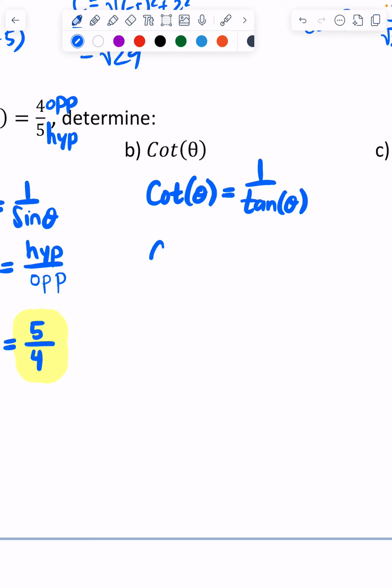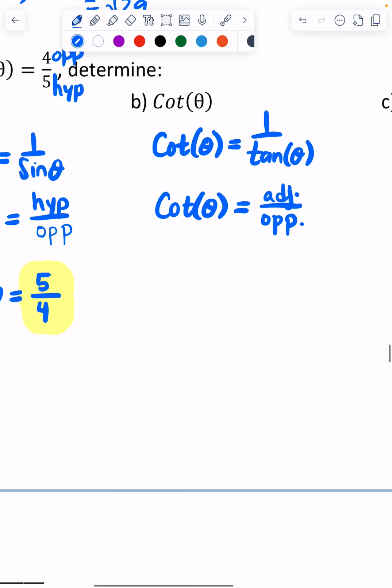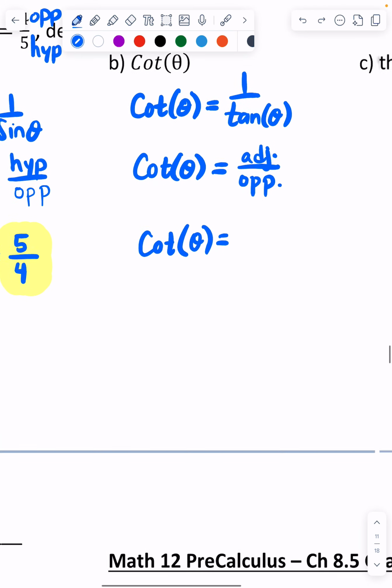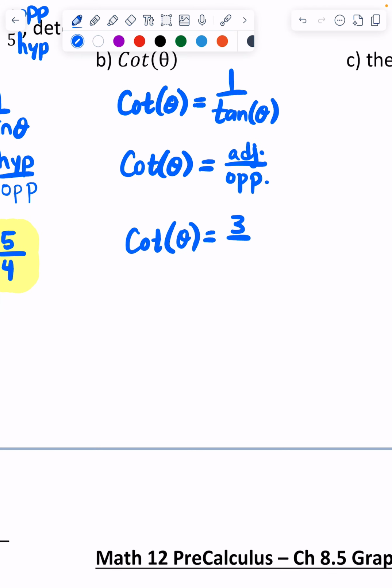And again, another way of thinking about that is instead of tangent, which is opposite over adjacent, we're going to flip that, and it's going to be adjacent over opposite. That's a reciprocal. And so we've already created this triangle with the opposite and adjacent on it, and so we can just read the values. The adjacent is 3, the opposite is 4. So we're going to do 3 over 4, and that's our cotangent. That's the value of cotangent.